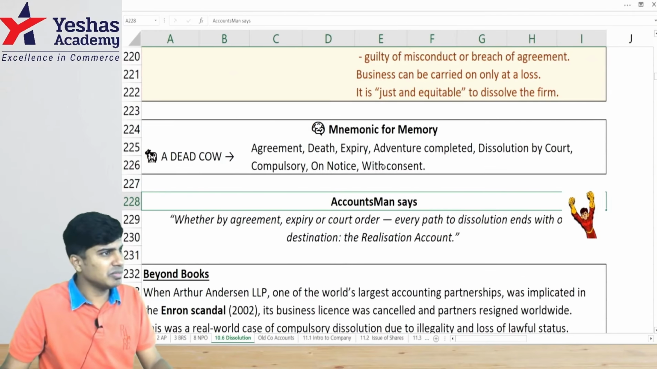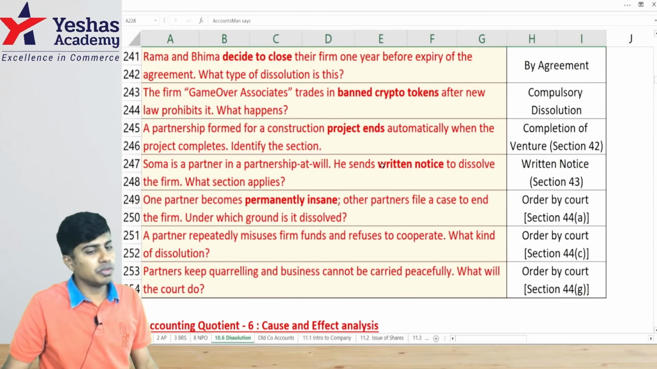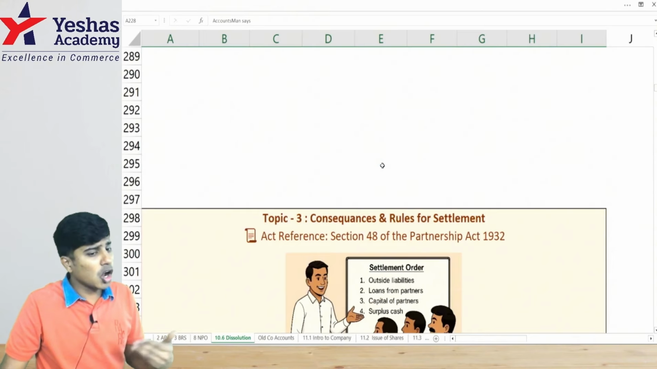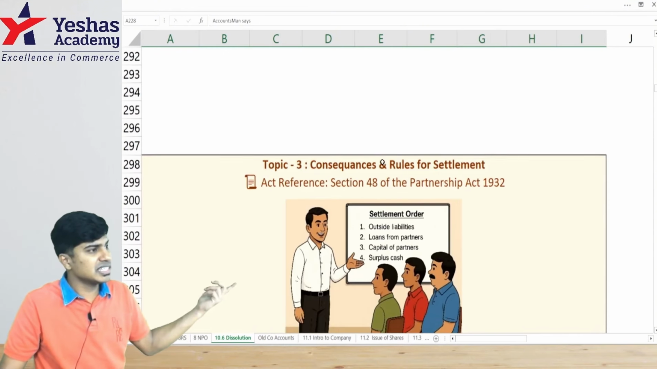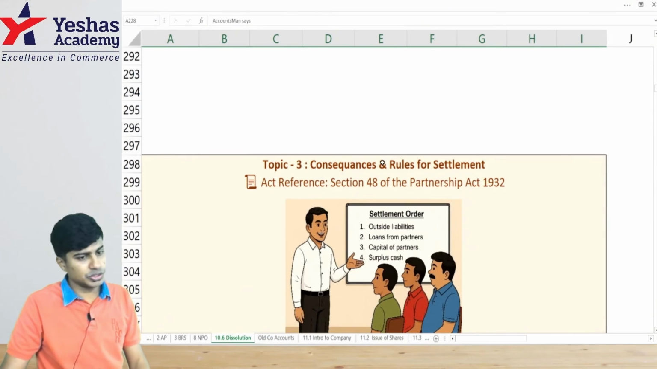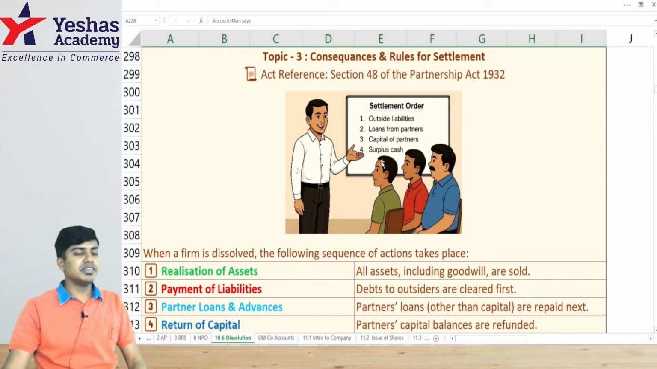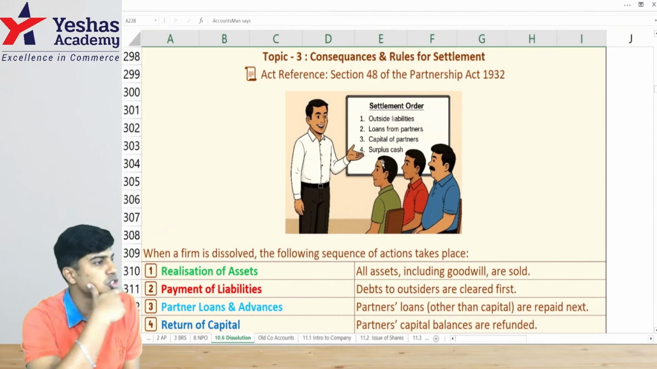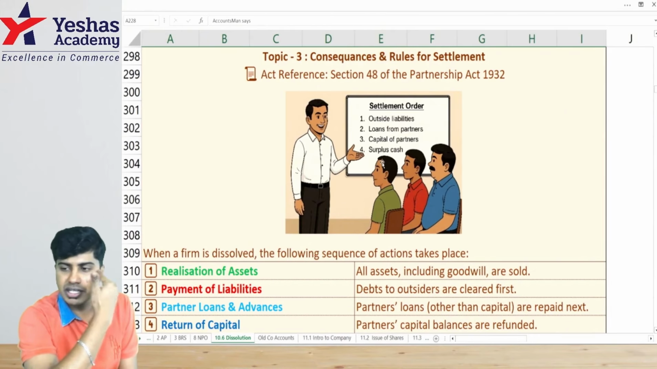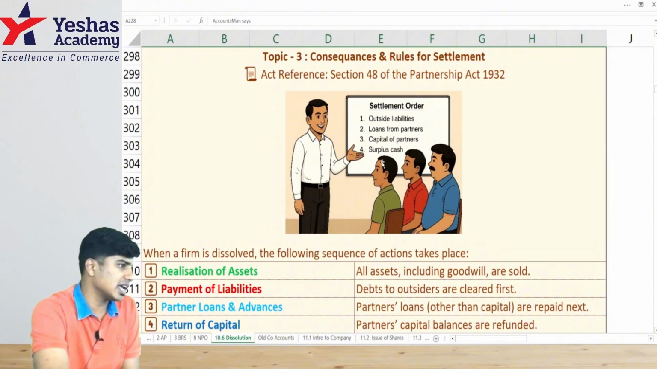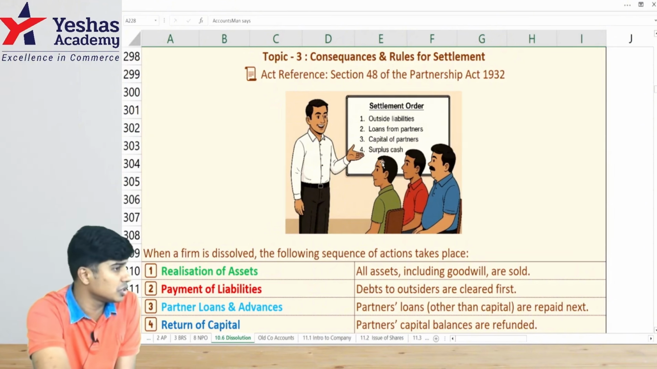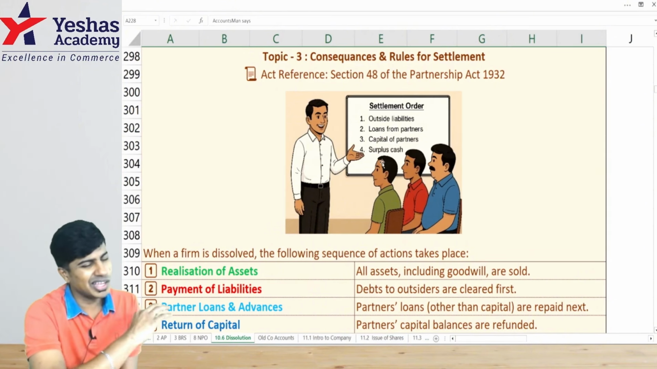Can we proceed to the next one? By this we finished topic 2, that is circumstances leading to dissolution. Now we'll discuss topic 3, which is consequences and rules of settlement. So the accountant is here, 3 partners are there, and the partners are asking, sir, we want to dissolve the firm, how to dissolve? Then the accountant will tell, very simple.